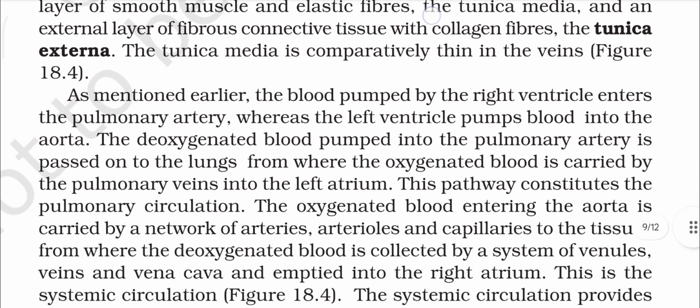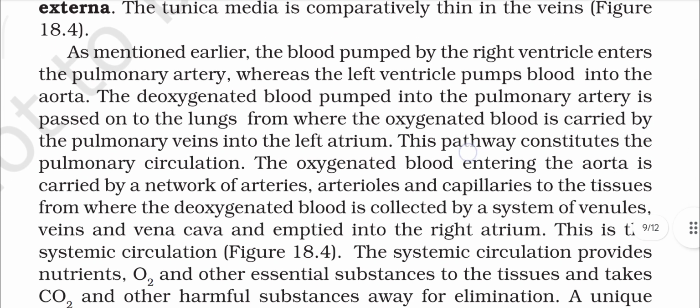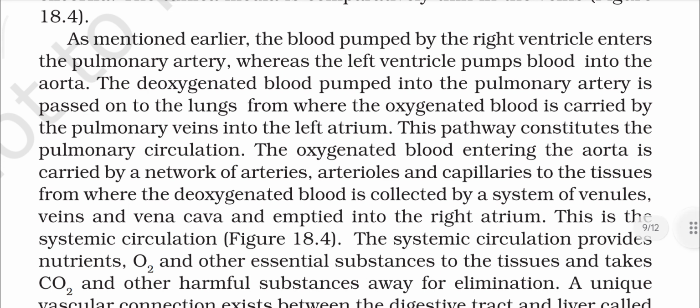As mentioned earlier, the blood pumped by the right ventricle enters the pulmonary artery, whereas the left ventricle pumps blood into the aorta. The deoxygenated blood pumped into the pulmonary artery is passed on to the lungs, from where the oxygenated blood is carried by the pulmonary veins into the left atrium. This pathway constitutes the pulmonary circulation.